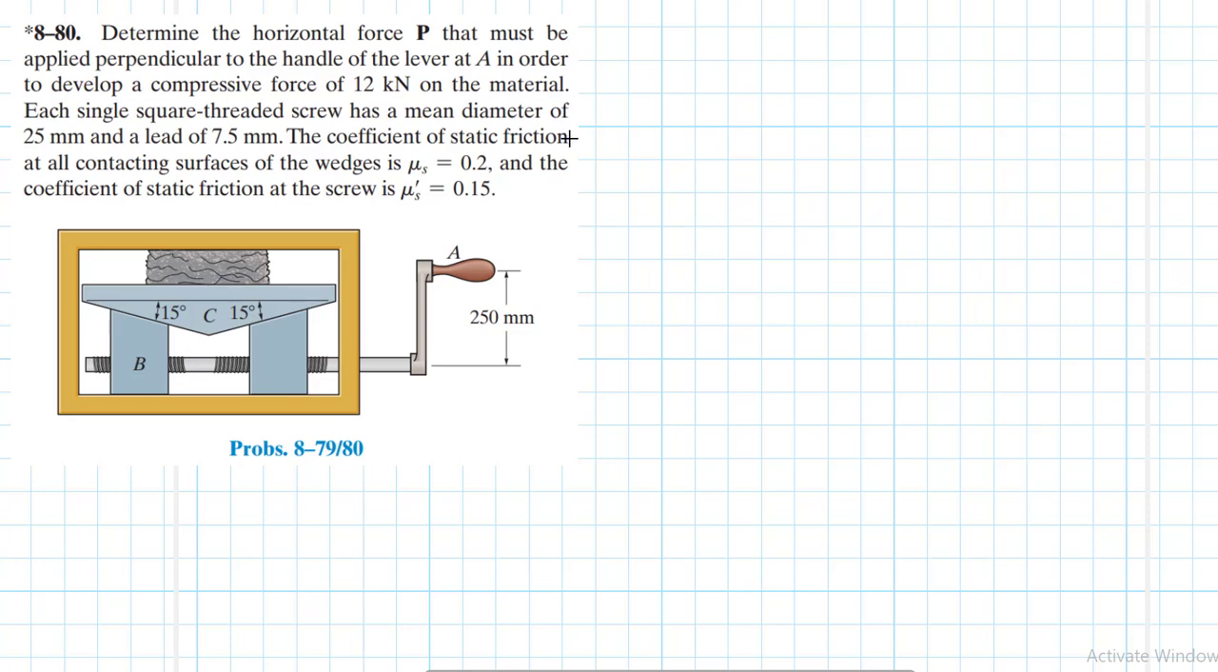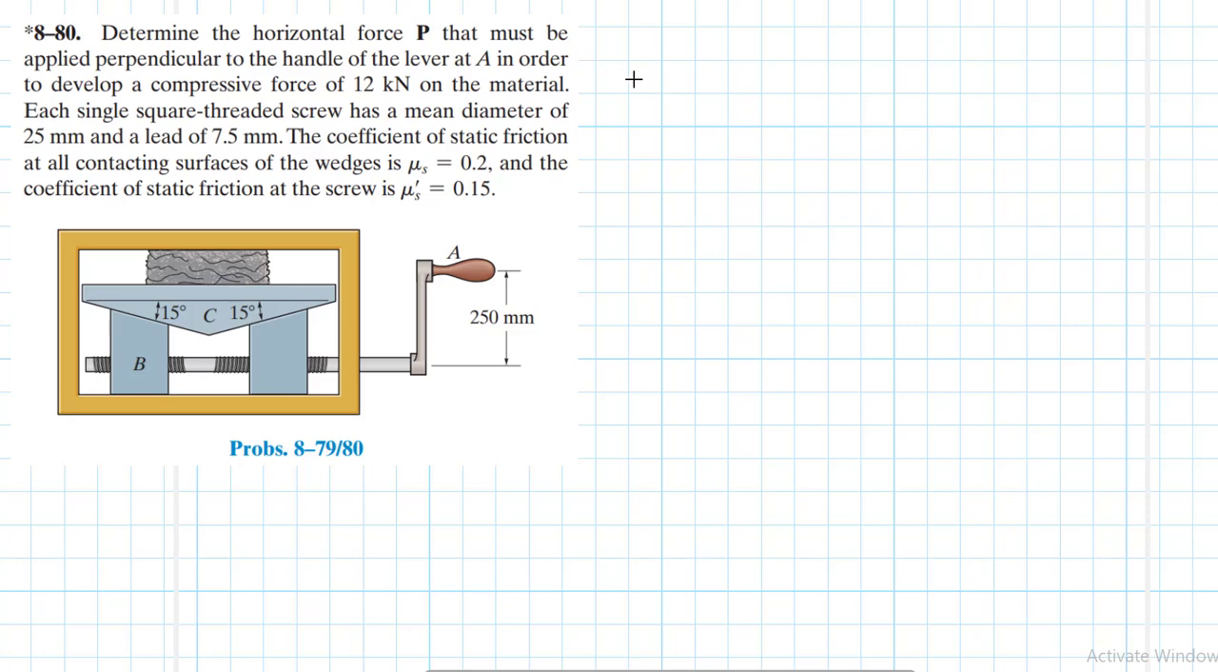The problem reads, determine the horizontal force P that must be applied perpendicular to the handle of the lever at A in order to develop a compressive force of 12 kilonewtons on the material. Each single square threaded screw has a mean diameter of 25 millimeters and a lead of 7.5 millimeters.